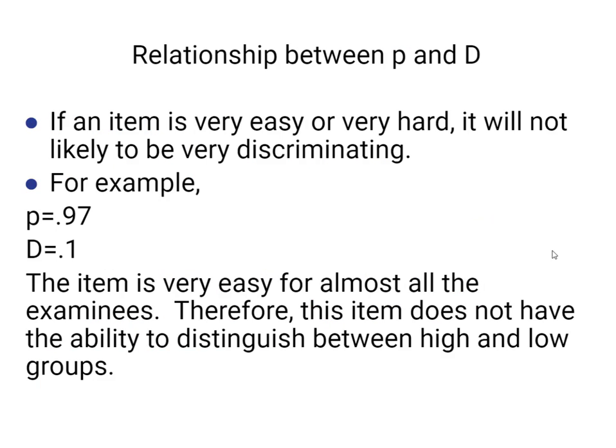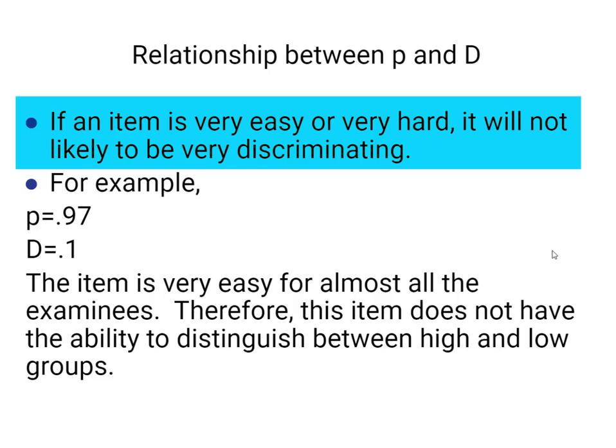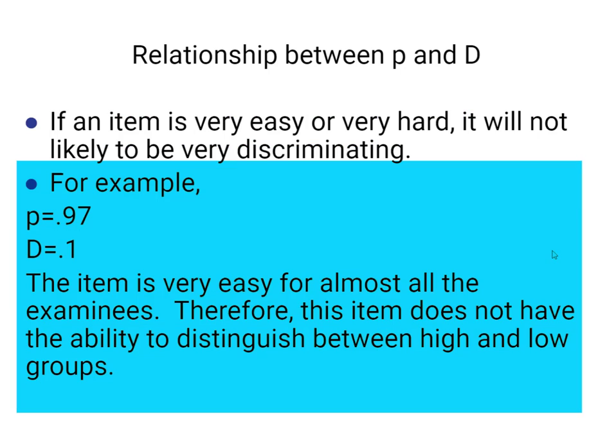What's the relationship between difficulty and discrimination? Well, if an item is very, very easy or very, very hard, it's not likely to be very discriminating, right? Because if everybody's getting the answer correct, it's not adding a lot of variability. And if everybody is getting the answer incorrect, then you're not getting a lot of variability. So for example, if you have a p-value of 0.97, this means that this item is very, very easy. So your D is going to be pretty low. It's still positive, but it's not really able to distinguish between the high groups and the low groups. It's not very powerful in that discrimination.